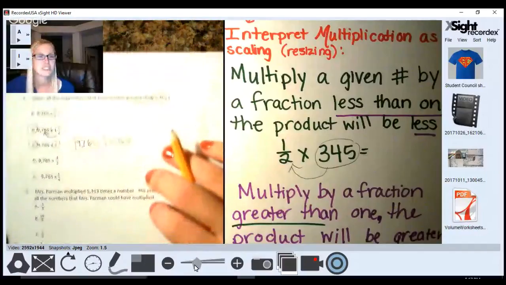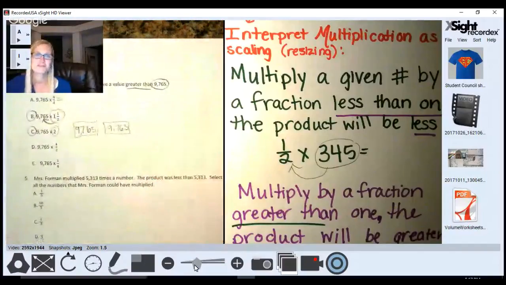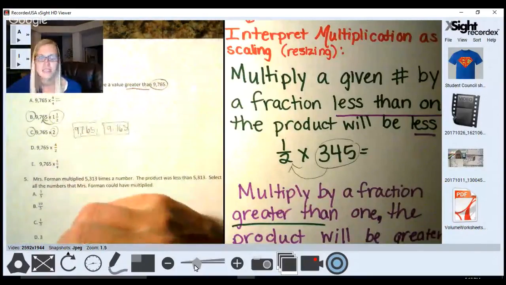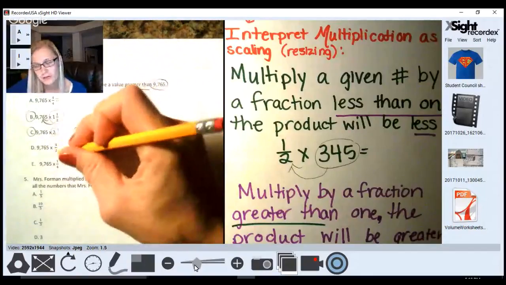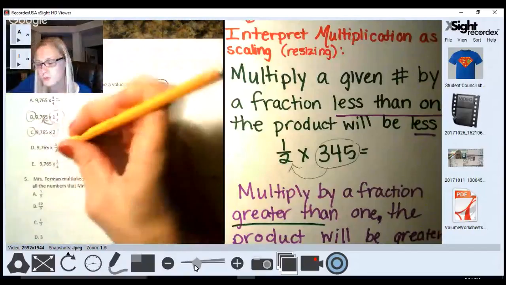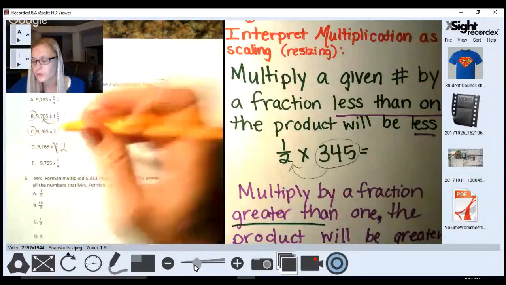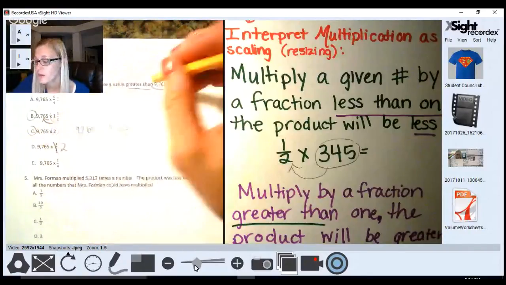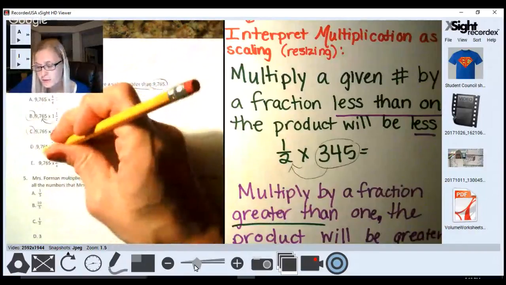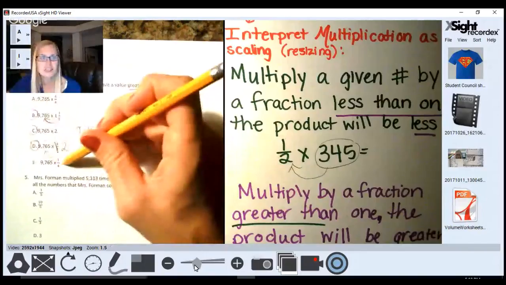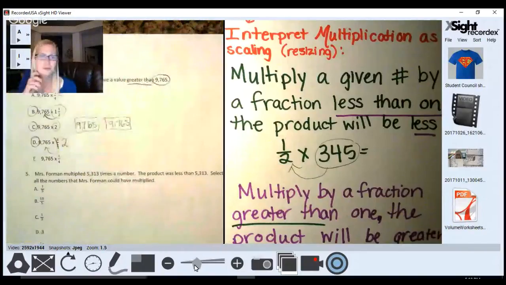Look at D. Does D work? Again, you should recognize that yes, D does work because 4/2 is greater than 1, because my numerator is greater than my denominator, which means I can regroup it. And 4/2 is equivalent to 2 whole. And again, that's actually the same thing as we saw on C. So my product would be greater than 9,765.